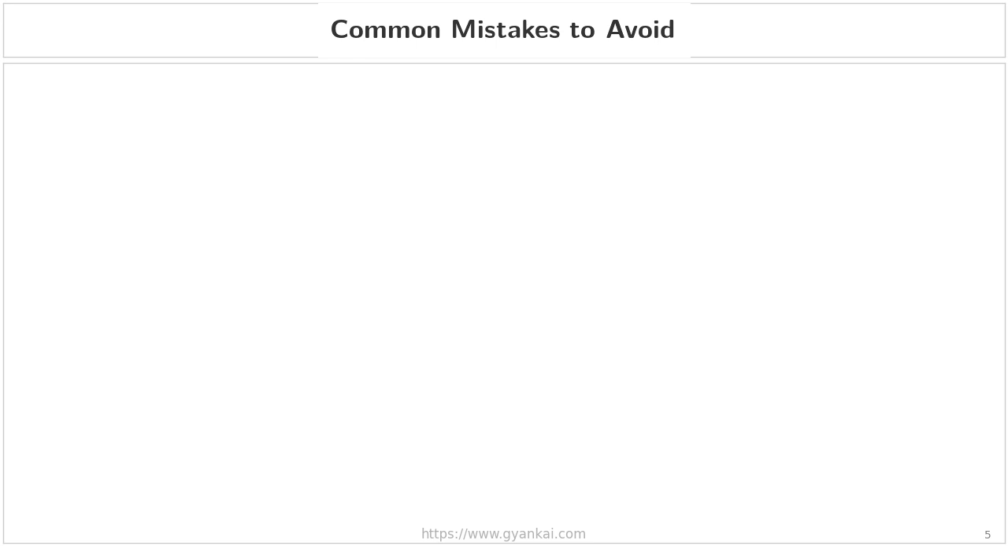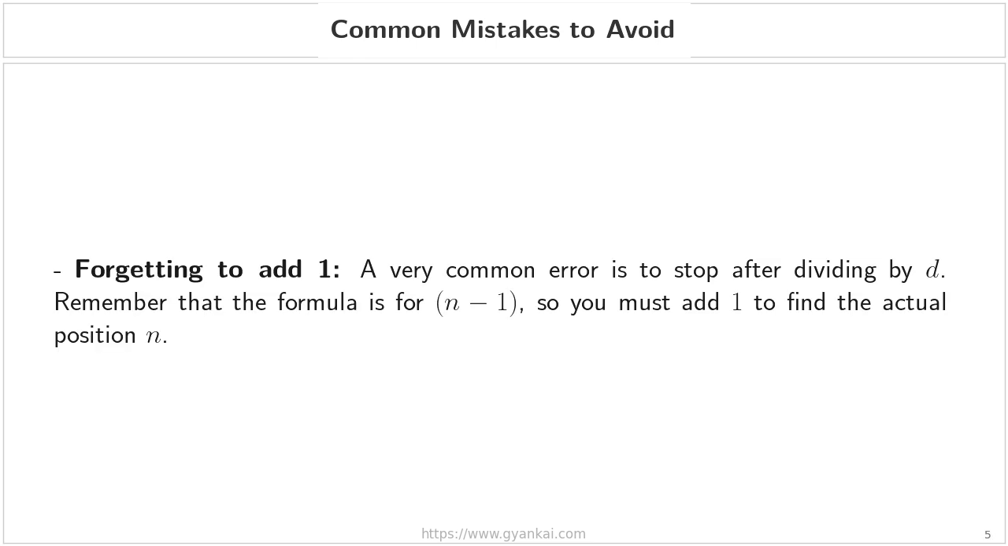Common mistakes to avoid. First, let's talk about the most frequent mistake, forgetting to add 1. When you are working through the algebra, you will often reach the step where you have calculated the value for n minus 1. It is incredibly tempting to stop right there once you have finished the division. However, please remember that the formula we derived earlier is for the term n minus 1, so you must perform that final step of adding 1 to find the actual position, n.